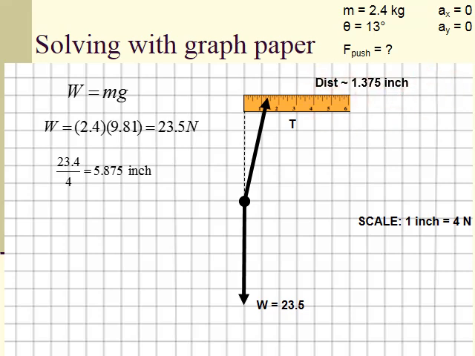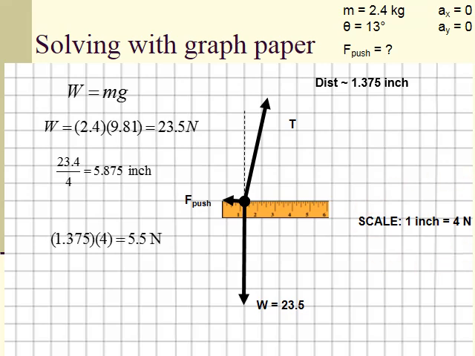Now notice this is all estimation. You're going to be a little off. So if it's 1.375 to the right, that means this force down here should be as long as 1.375 inches to the left. Okay, so now I know the length of my push force. All I have left is to use my scale and figure out exactly how much force that is. So when you have an arrow that's 1.375 inches long and it's 4 newtons per inch, you get a total force of 5.5 newtons.